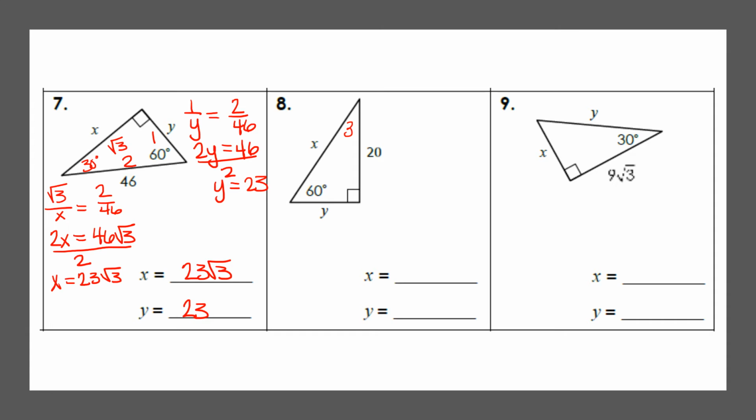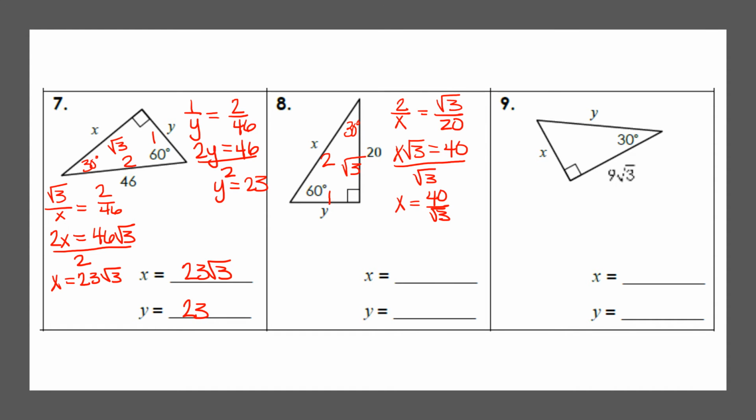Number 8, again the 30's up here. If I don't see the 30, I want to write it in. So my sides, short side's 1, hypotenuse is 2, long side square root of 3. And then start setting up my proportions. So to find x, I've got 2 over x equals square root of 3 over 20. I'm going to cross multiply, and I've got that x radical 3 equals 40. Then divide everything by radical 3. So I've actually got that x is 40 divided by radical 3.